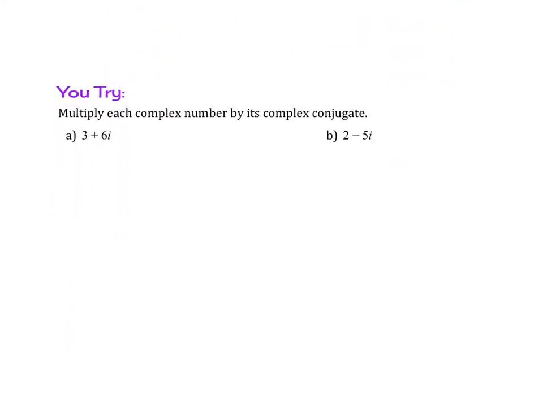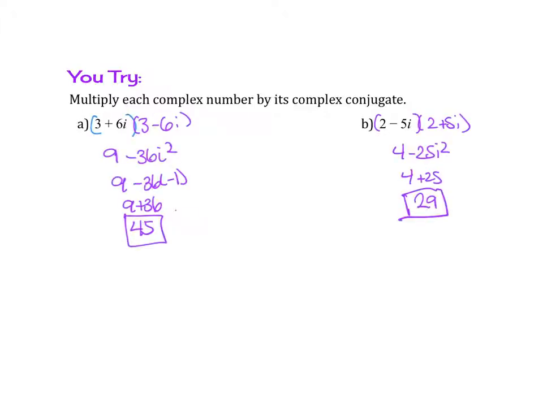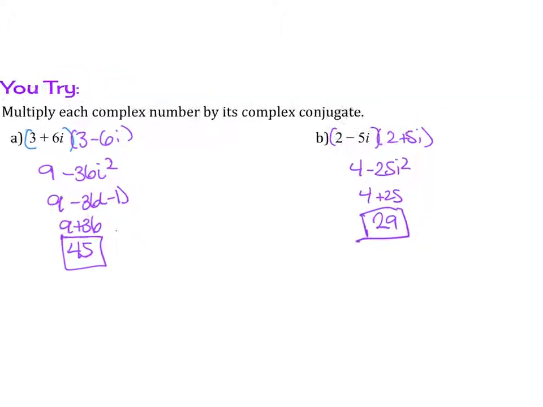So go ahead and try the two examples down here. Pause the video, and when you return, I'll have the answers for you. If you tried this out, you'd have gotten 45 and then 29. Just to go over, the complex conjugate of 3 plus 6i is 3 minus 6i. The complex conjugate of 2 minus 5i is 2 plus 5i.